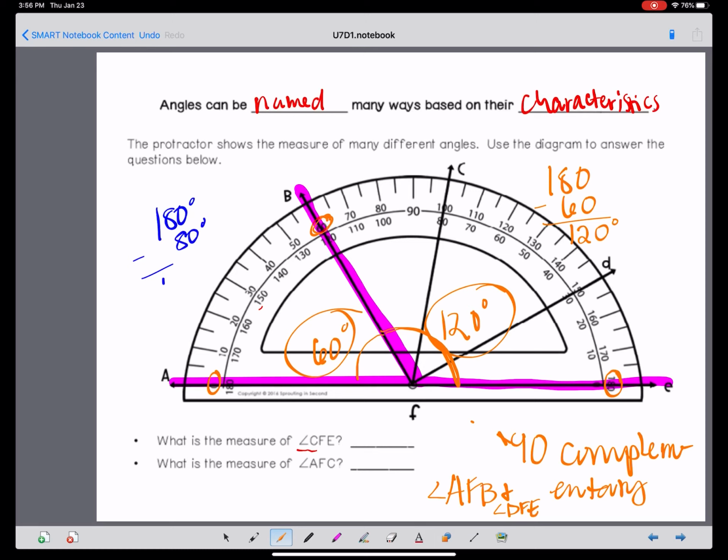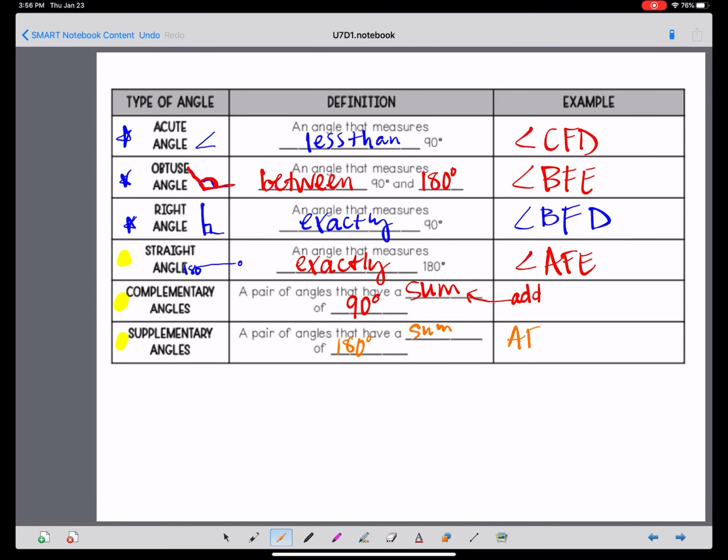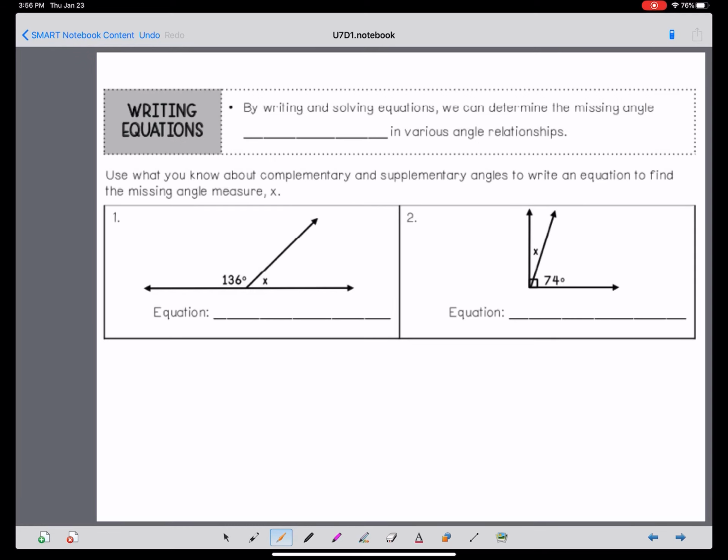I'm going to write that down, AFB and BFE. Angle AFB and angle BFE. And for up here, I'm just going to put a quick example, an angle DFE, in case you're following along with notes. All right, next one. Writing out equations.